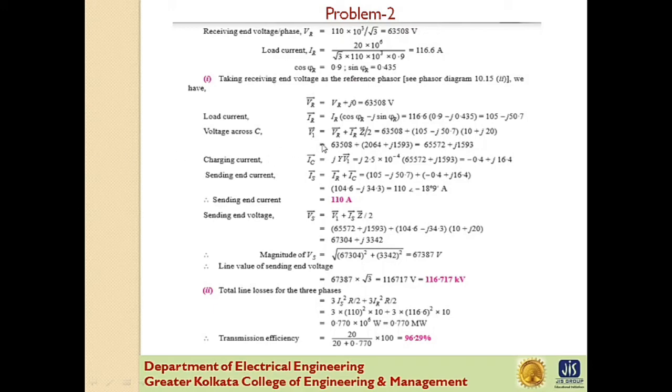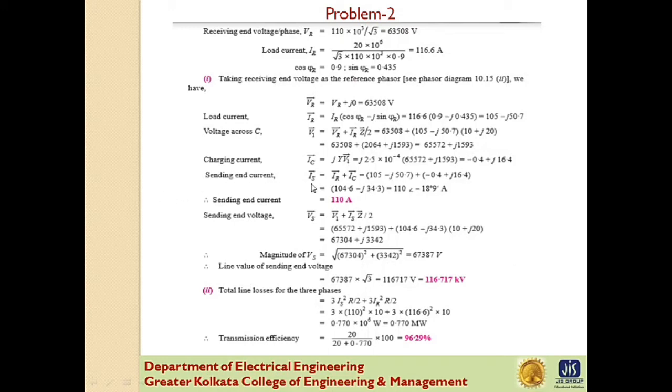Voltage V1 is equal to VR plus IR into Z by 2. We already derived this expression. By putting the values of VR, IR and Z, we calculate the value of V1, which is equal to 65572 plus j1593. Charging current IC equals j into susceptance into V1. Putting the values of susceptance and V1, the value of the charging current is minus 0.4 plus j16.4.